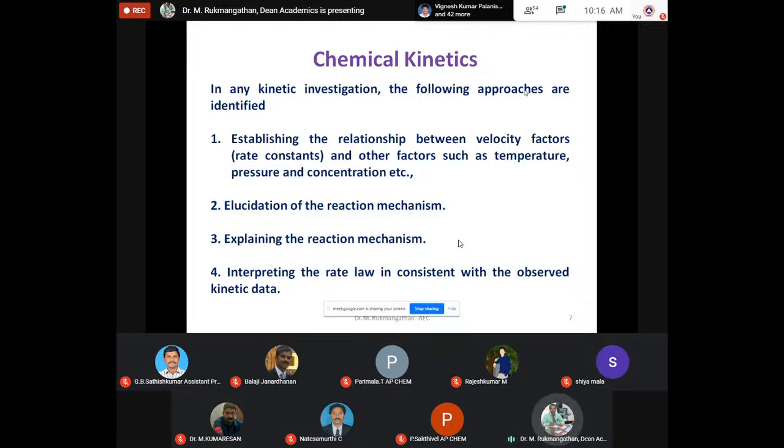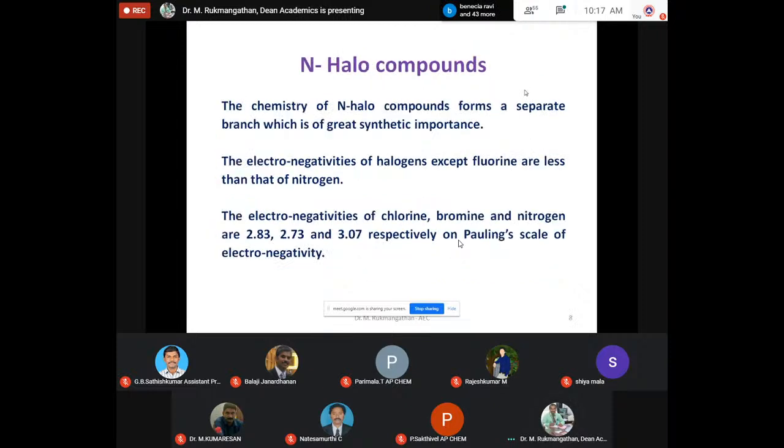Then we have to explain the reaction mechanism in detail. Finally, with the help of the observed kinetic data, the more important rate law will be deduced. With the help of the rate law, we can get much more information about the chemical kinetics of the reaction. This is our N-halo compounds research.